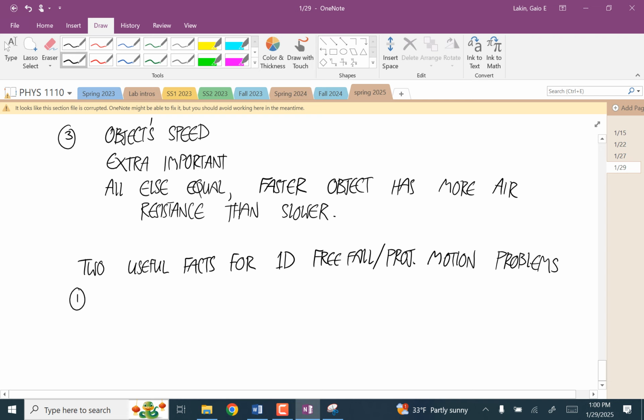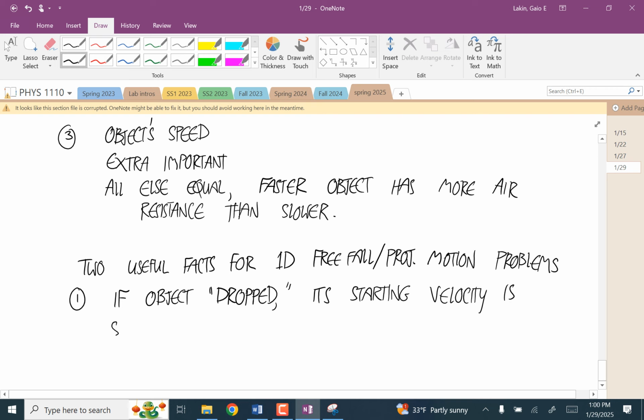So the first one is that if an object is dropped, so if any problem says an object is dropped, its starting velocity is the same as the velocity of what it's dropped from.